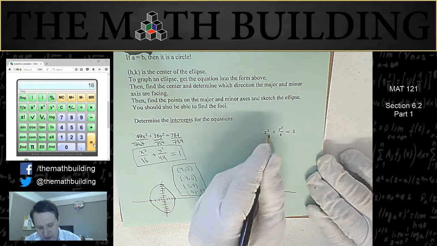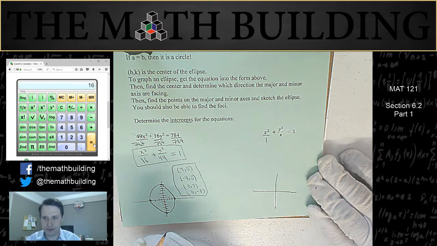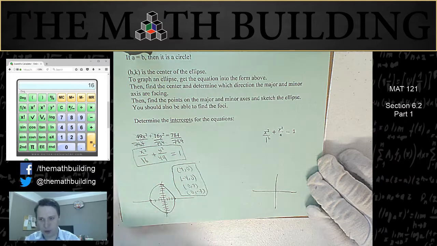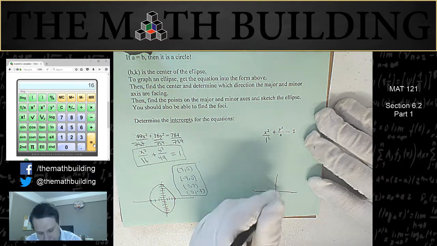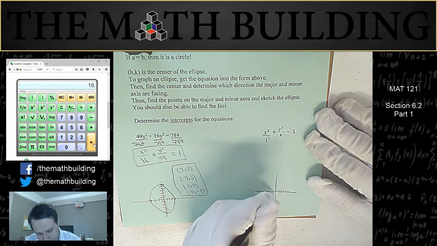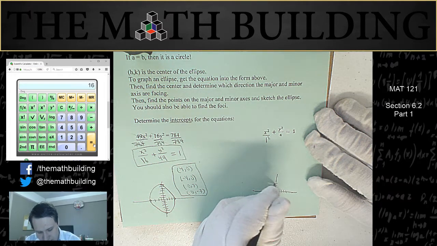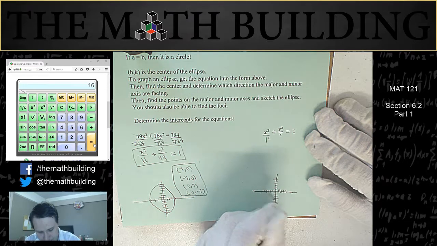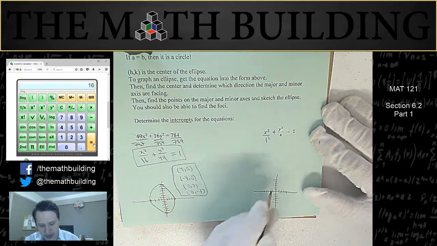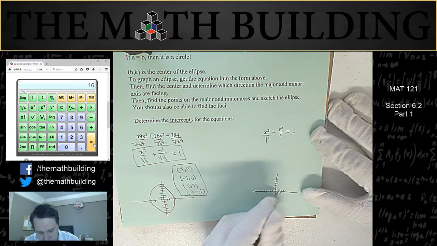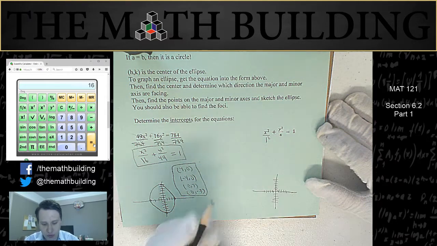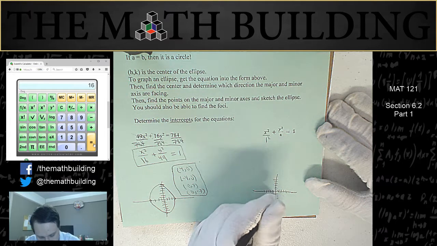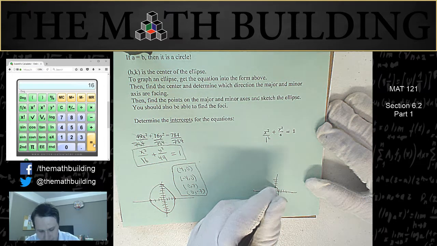Well, remember, this is the same as x squared over 1. And 1 is the same thing as 1 squared. So hopefully you can just mentally put that in. Let's graph it really quick, and then it'll be easy to see the intercepts. So the number associated with x is left and right. This is the square root of 1, which is 1, so left and right 1. The square root of 4 is 2. So we go up 2, down 2, and there's your ellipse.